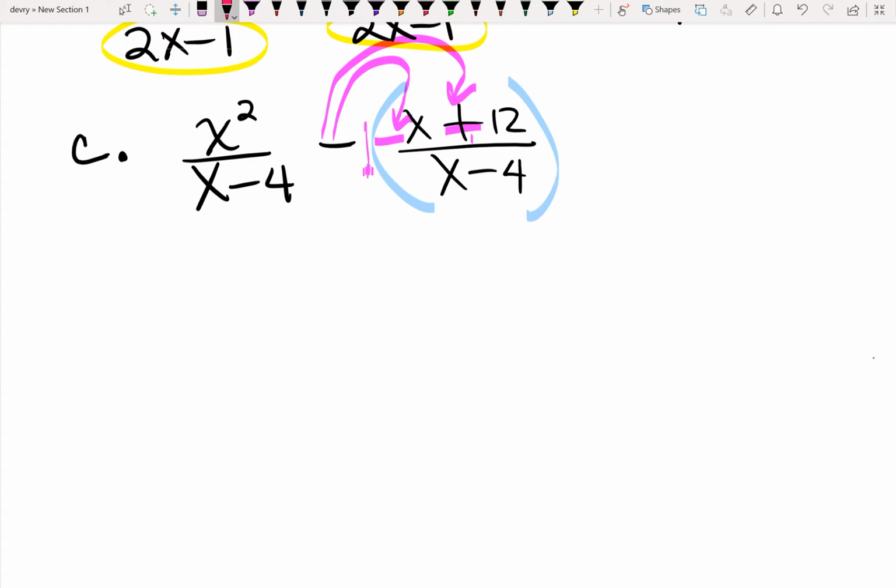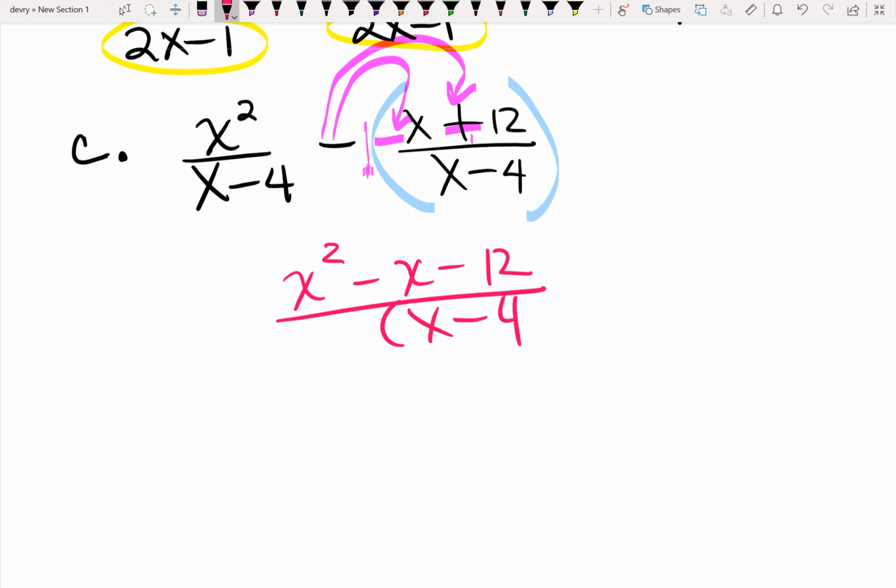Alright, and so our new expression, if I were to eliminate the parentheses now, would be x squared minus x minus 12 over x minus 4. Again, we have a common denominator, so we don't really worry about that. We just worry about this top part. Since that negative is going to float in here, make that a negative. So now we have a big old negative here, and it changes that positive to a negative as well, eliminating the positive completely. We now have minus x minus 12.